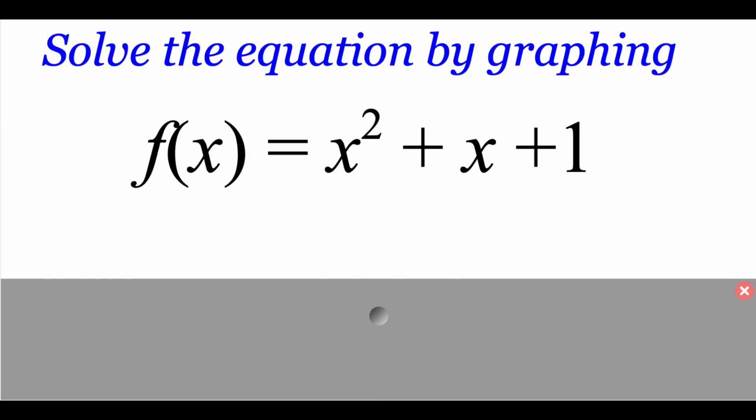Now, I'm not going to run through and type all of these in, but here's some extra examples of solving by graphing. This first one is written in function notation. So instead of saying y equals, this one just says f of x equals, but the process is still exactly the same. We would want to type in the x squared plus x plus 1, graph it out, and look for the x-intercepts. If you graph this one out, this one ends up being a no solutions case.